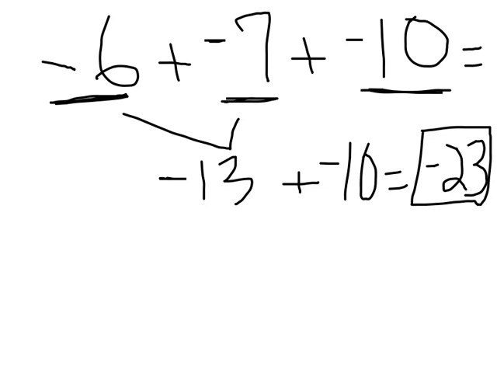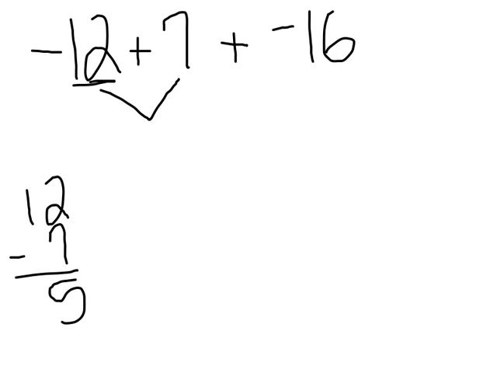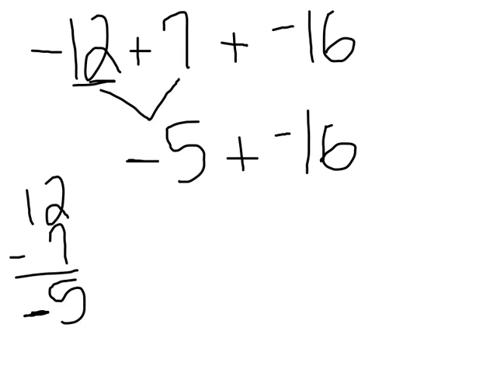Let's do another one. Let's say I have -12 plus 7 plus -17. Well, I'm going to go piece by piece here. So I'm just going to look at -12 plus 7. I know that my signs are different, which means I can subtract them normally. 12 minus 7 is 5, and then keep the sign of the larger number, which was 12, so this is a -5. So now this becomes -5 plus -16.